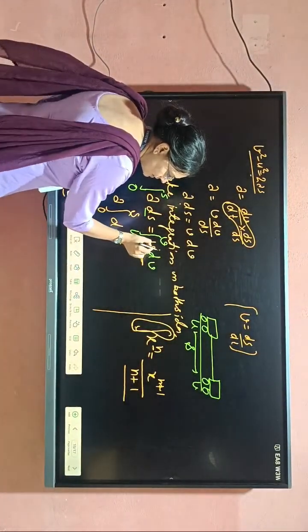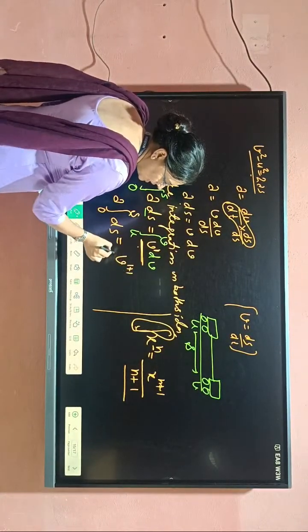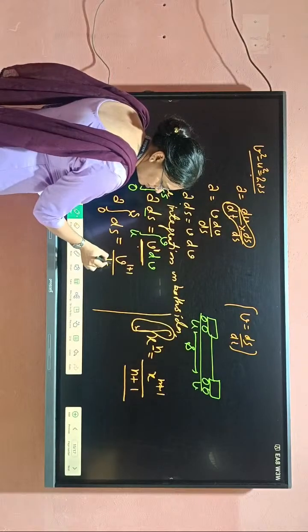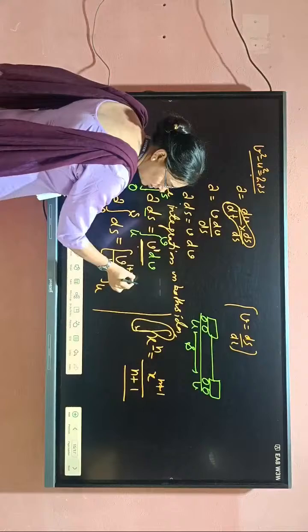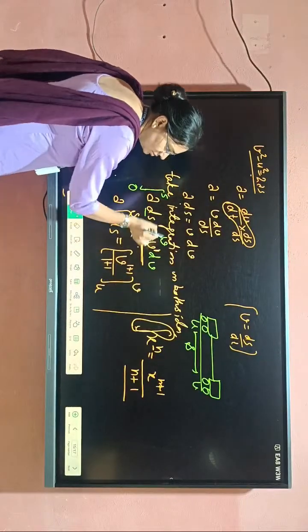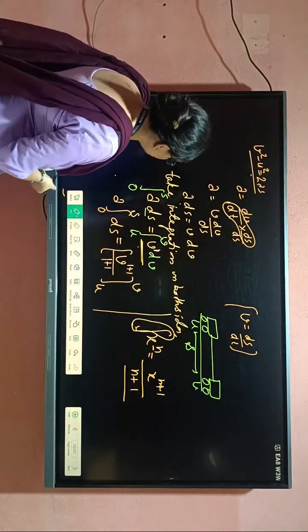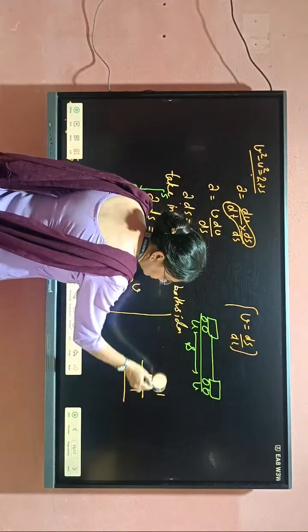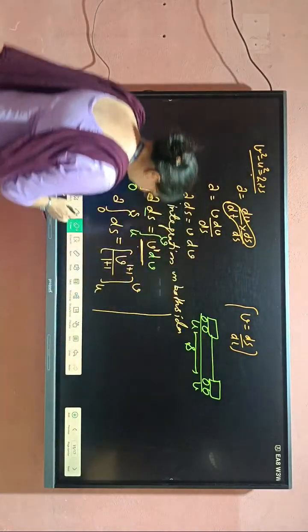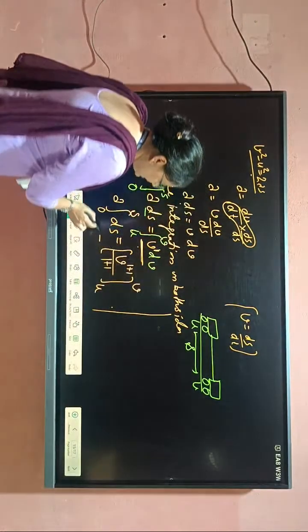Here v has power 1, so we add 1 to the power. After adding, we write the same power downside, then keep your limits as they are, from the initial value of velocity to the final value of velocity. Now solve this one. Now here we can write the integration of ds.